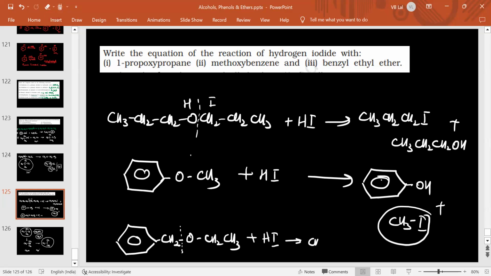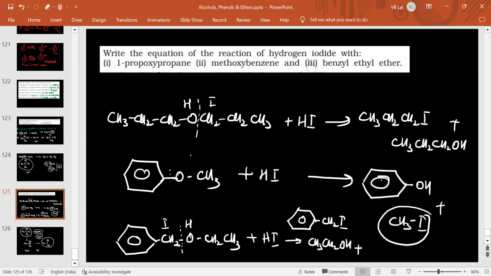I will get CH3, CH2OH plus this one, CH2I. Why did I do it like this? Because in this case, this bond does not break easily. This will not break. But in this case, this bond will break easily and I will come here and H will come here.